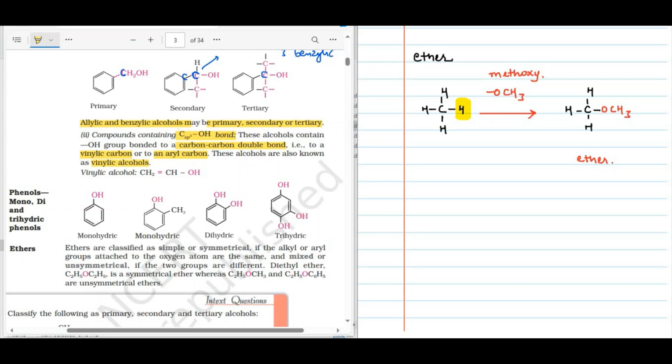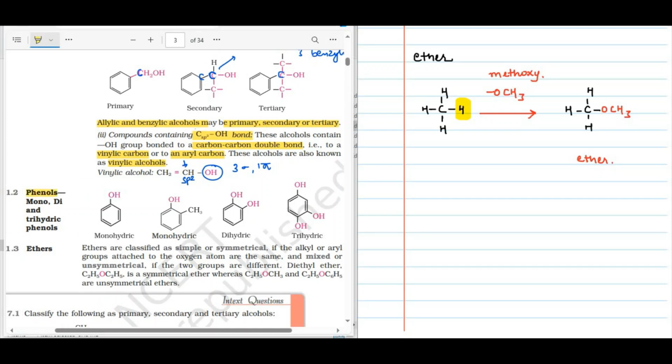For example, CH2=CHOH. Here this OH group is bonded to carbon-carbon double bond, so that's why this position is the vinylic position. This alcohol will be vinylic alcohol. Here this carbon is sp2 hybridized because it has formed 3 sigma bonds and 1 pi bond. That's why the hybridization of this carbon will be sp2.